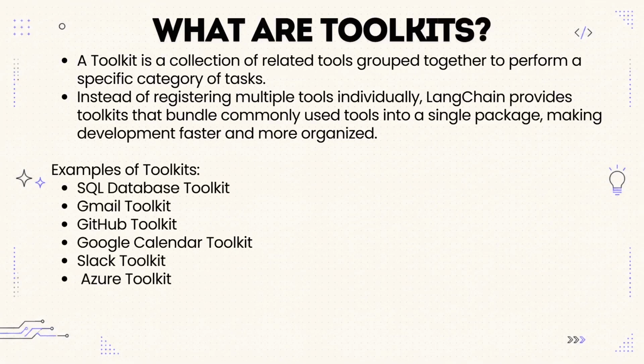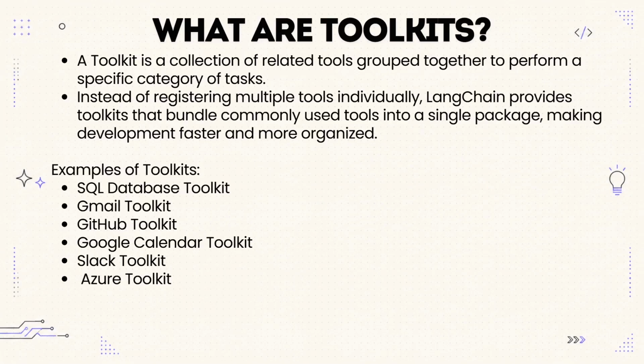Now let's see what toolkits are. A toolkit is a collection of related tools grouped together to perform a specific category of task. Instead of registering multiple tools individually, LangChain provides a toolkit that bundles commonly used tools into a single package, making development faster and more organized. In very simple language, I would explain it this way.